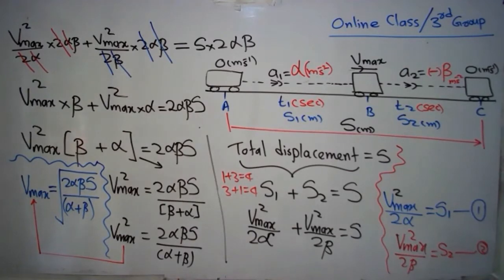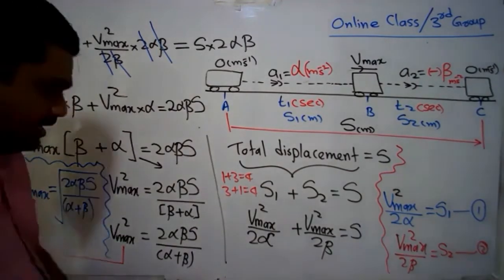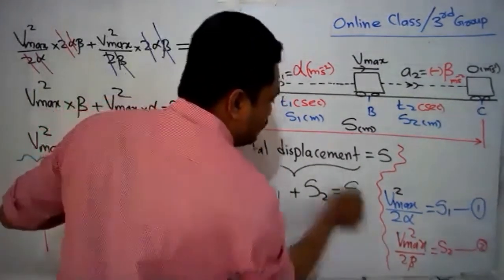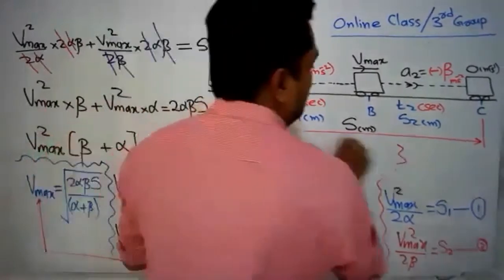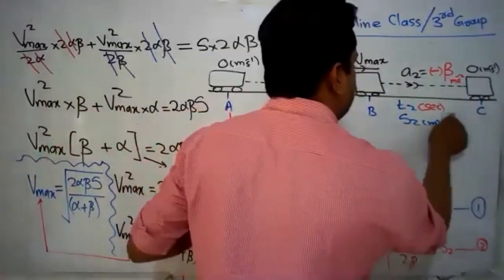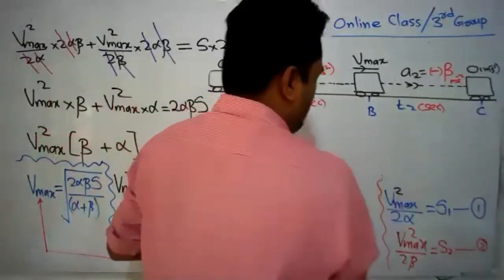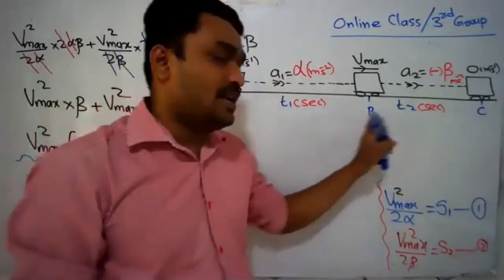Right, so let's obtain an expression for the total time taken. They have asked us to obtain an expression for the total time taken. So the total displacement case is over. We are going to find an expression for total time taken. So total time taken means T1 plus T2.